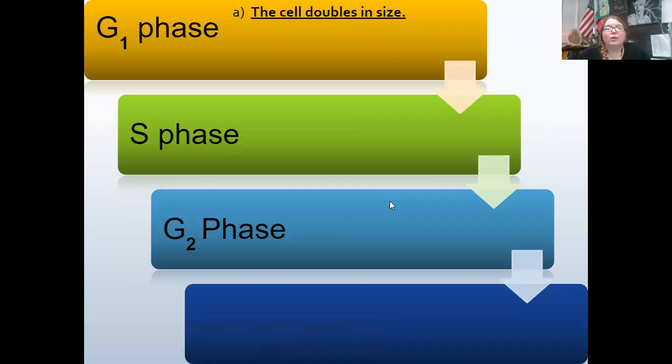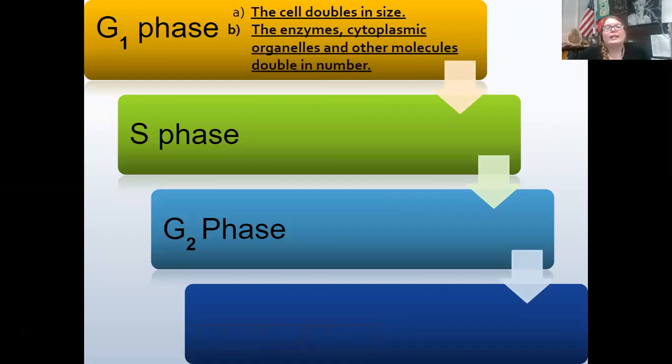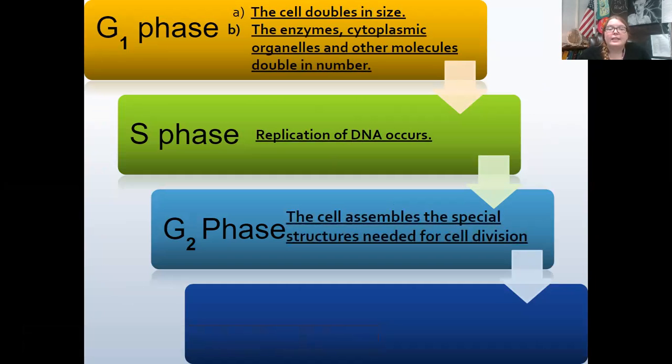Okay, so in G1, the cell doubles in size, and the enzymes, the organelles, and other molecules are going to double in number. S phase, this is where DNA replication happens. That's another thing that's going to be on your quiz, so write that down. In G2, the cell assembles the special structures needed for cell division.